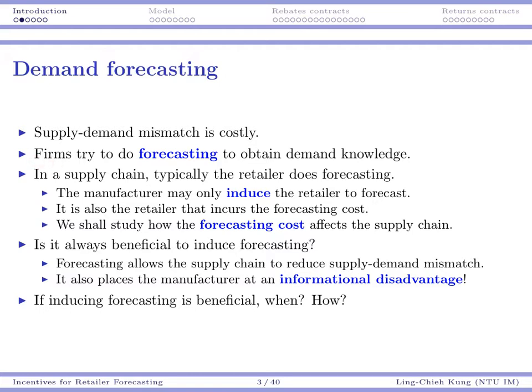As a company, they may try to do forecasting so that they may better understand the demand, and then they may be able to minimize or to reduce supply-demand mismatch. Okay, so forecasting is definitely something that in practice firms try to do. In a supply system or a supply chain, obviously it's more reasonable for the retailer to do demand forecasting. Sometimes the manufacturers also do demand forecasting, but almost no retailer chooses not to do forecasting to some degree, right? Because the retailer is the one that is facing consumers, facing the market.